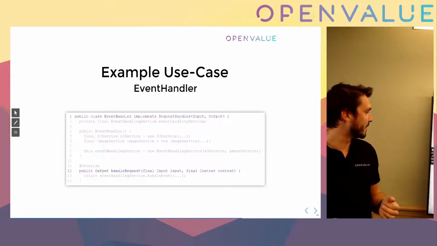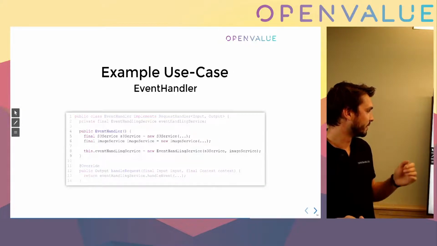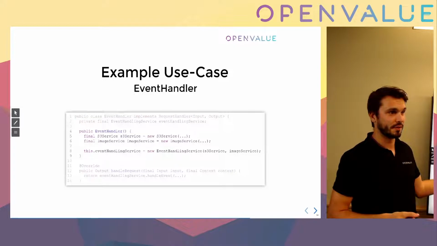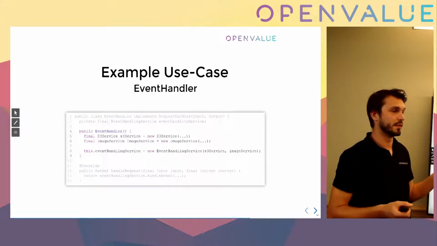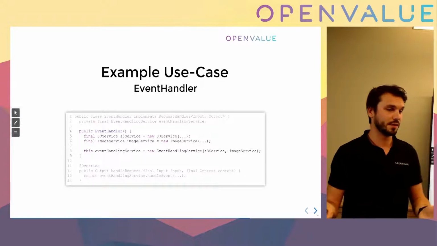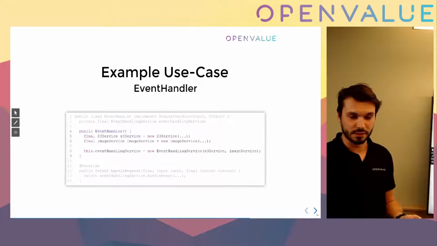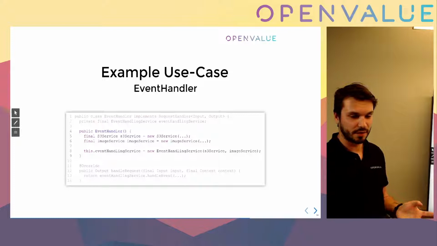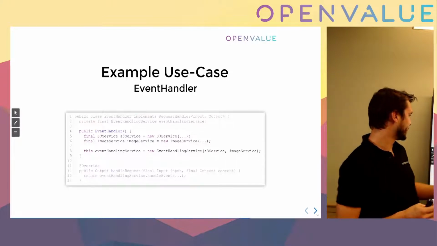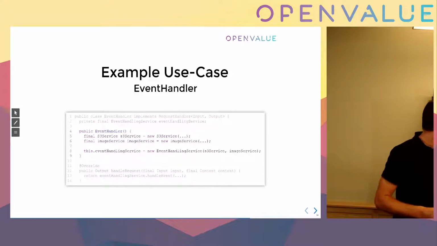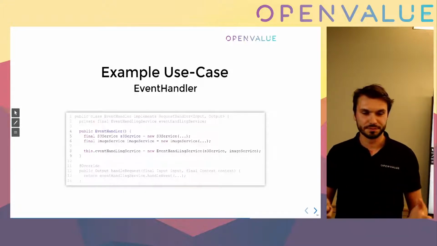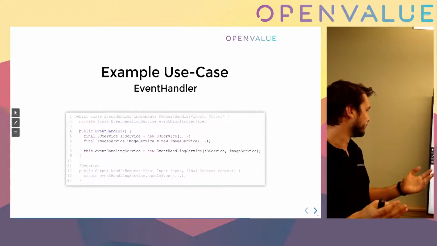Now, the only exception that we have here is the dependency injection going on in the constructor. Here we define all the services we need to actually process the image. You can see this is actually manual dependency injection, because we just create the services and inject them into the event handling service. And yeah, we're ready to go.